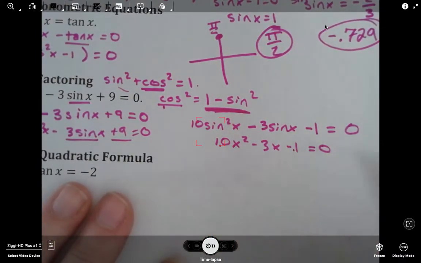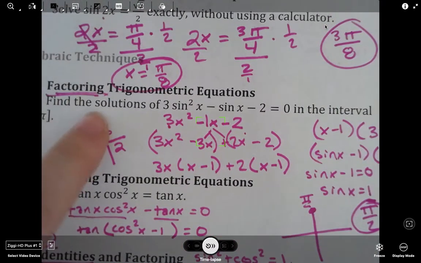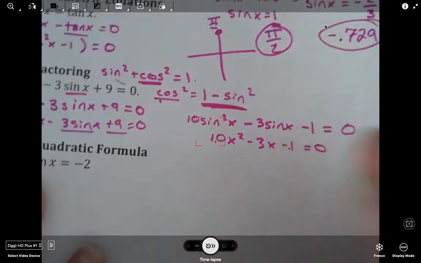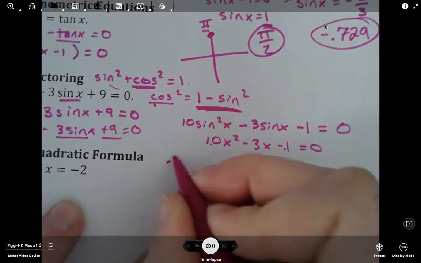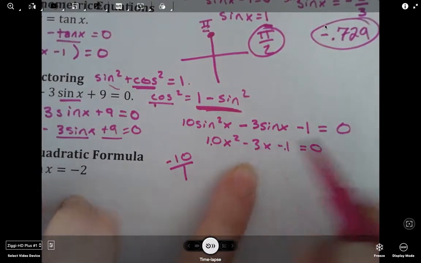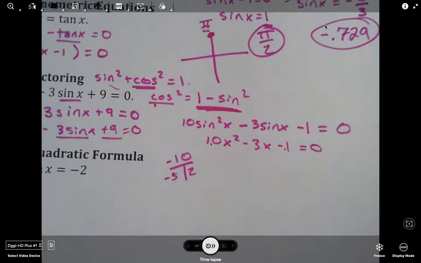So 10 times negative 1, this is another Cody's method, kind of like what we did up above here in example 7. Here's example 7, we're doing this thing again. Okay, so go down here. 10 and negative 1 makes negative 10. And I want to multiply to get negative 10, but when I add them, give me negative 3. That's negative 5 and positive 2.